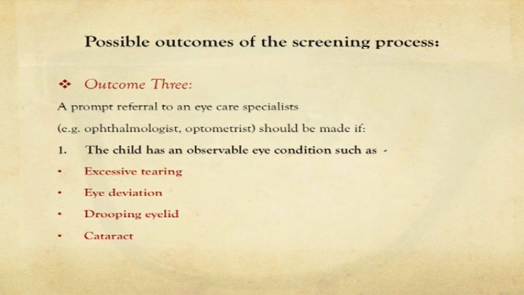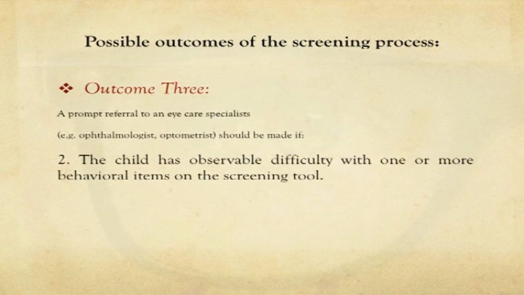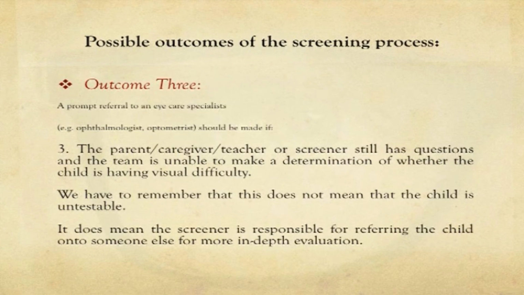Outcome 3. A prompt referral to an eye care specialist, for example, an ophthalmologist or optometrist, should be made if the child has an observable eye condition such as excessive tearing, eye deviation, drooping eyelid, cataract and so on. Also if the child has observable difficulty with one or more behavioral items on the screening tool, or the parent or caregiver or teacher or screener still has questions and the team is unable to make a determination of whether the child is having visual difficulty.